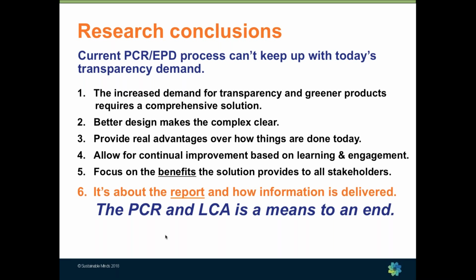So what we said we could do at the end of this research was use better design to make complicated things clear, and provide real advantages over the way things were being done. At the end of the day, focus on the benefits the EPD provides to the stakeholders, and that it's all about the report. Making a better report is where the rubber hits the road. It's the thing that people use to make decisions. So the PCR and the LCA are just a means to an end, right? They're just the necessary evils you have to do to get to the report.